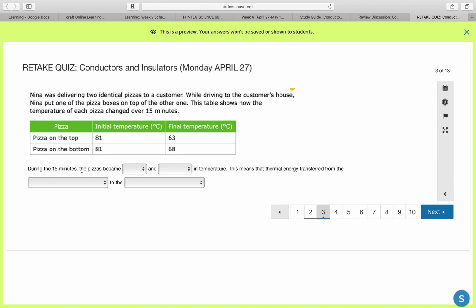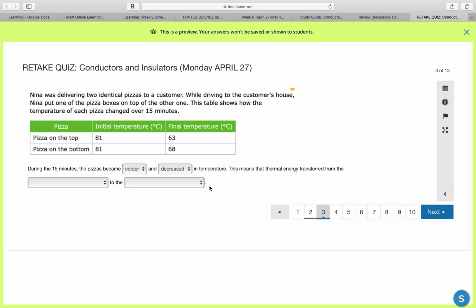So during the 15 minutes, the pizza was at first 81 degrees, and after 15 minutes, the final temperature dropped to 63 and 68. So during the 15 minutes, the pizzas became colder. Their temperature went down and they decreased in temperature, because colder means it decreased.